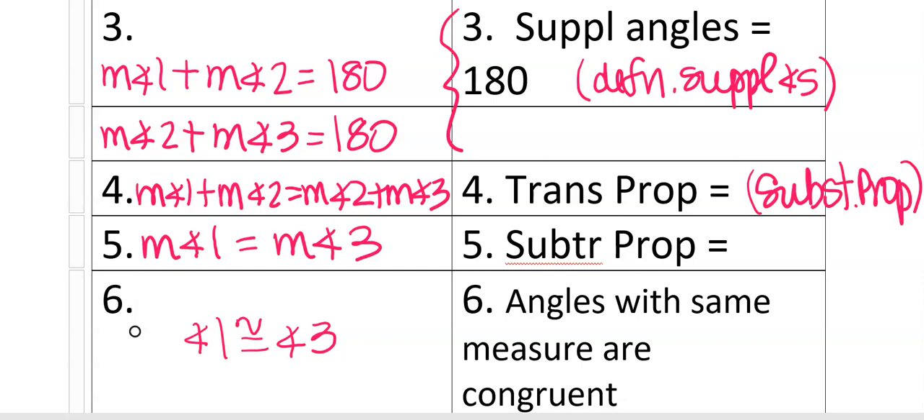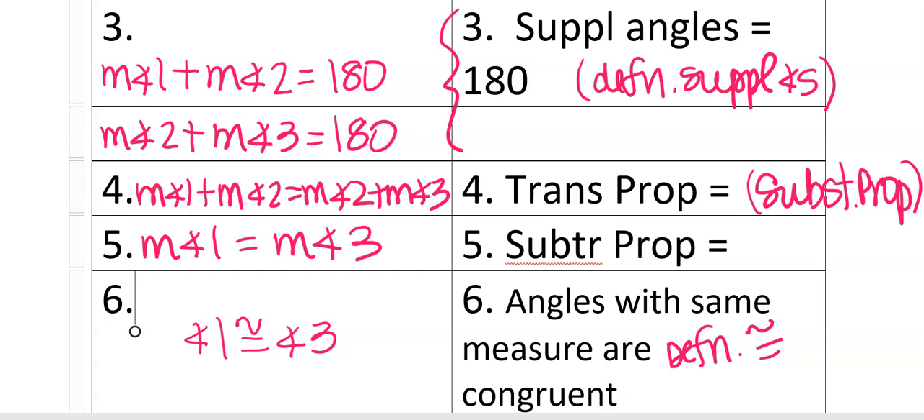Now, I'm going to change that last reason to a shorter reason as well. The book likes to write out the definitions. I like to just say definition of congruent. So on this one, I'm going to say this is definition congruent because it's so much shorter to write.